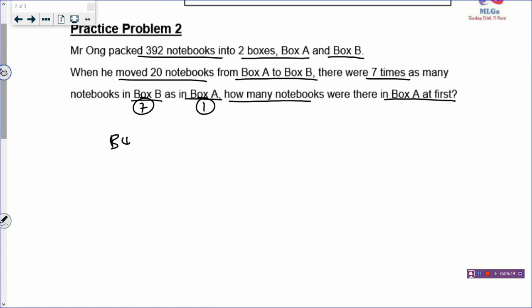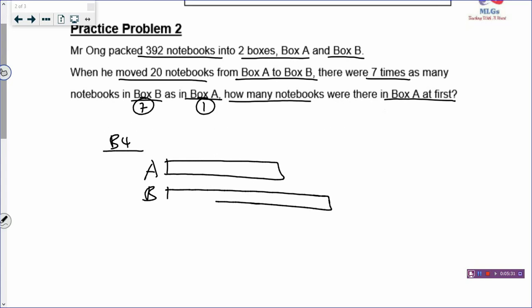So you have before. Mr. Ong packed 392 books in A and B. I do not know which box has how many or which box has more, so I'm going to assume. Maybe box A has more, I don't know. Or maybe box A has less and box B more. This is an assumption, so it could be wrong. So box A has less than box B at first, but I know that the total is 392.